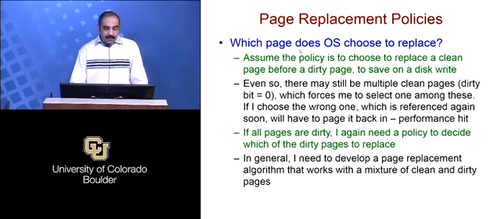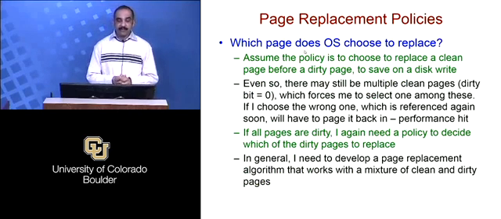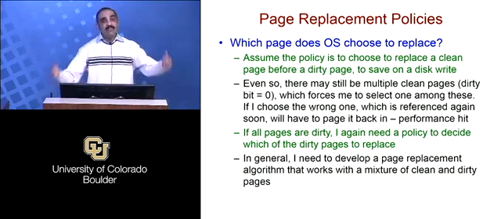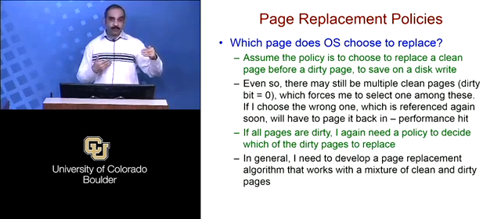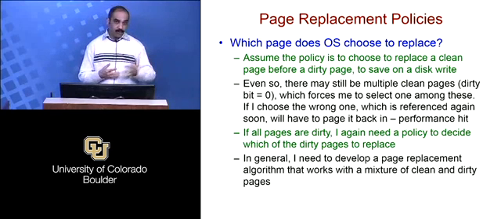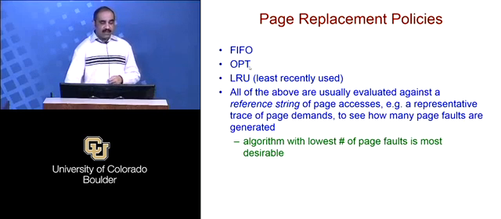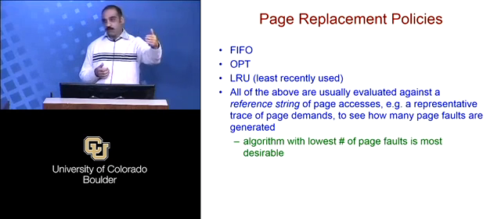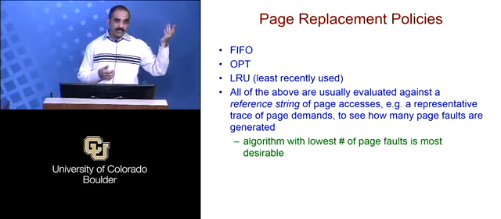Now, which page does the operating system choose to replace? Assume that the policy is to replace a clean page before a dirty page to save on disk write. Now, with that policy, you may still have several pages whose dirty bits are 0. So again, you have to choose among those which ones to replace. And there are many different policies. FIFO, you can imagine, is where you keep track of which page was brought earliest into the memory. That's the one you replace.